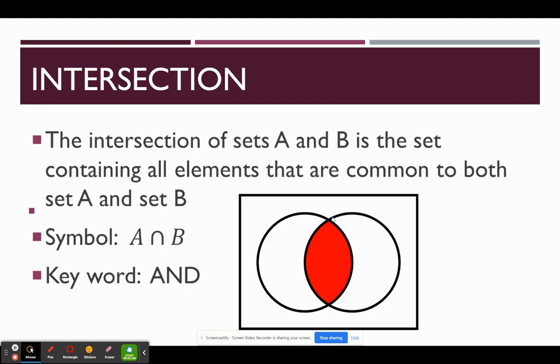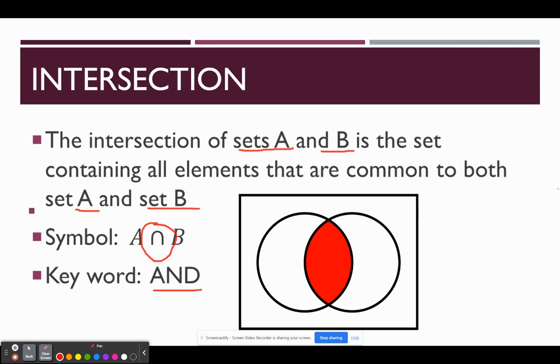Let's keep moving. Intersection. This is the more common type that we see. When we see an intersection, we use this special little character right here. This is the intersection symbol, and our keyword here is "and." So how you read this: the intersection of sets A and B is the set containing all elements that are common to both sets A and B. That seems to make pretty good sense.